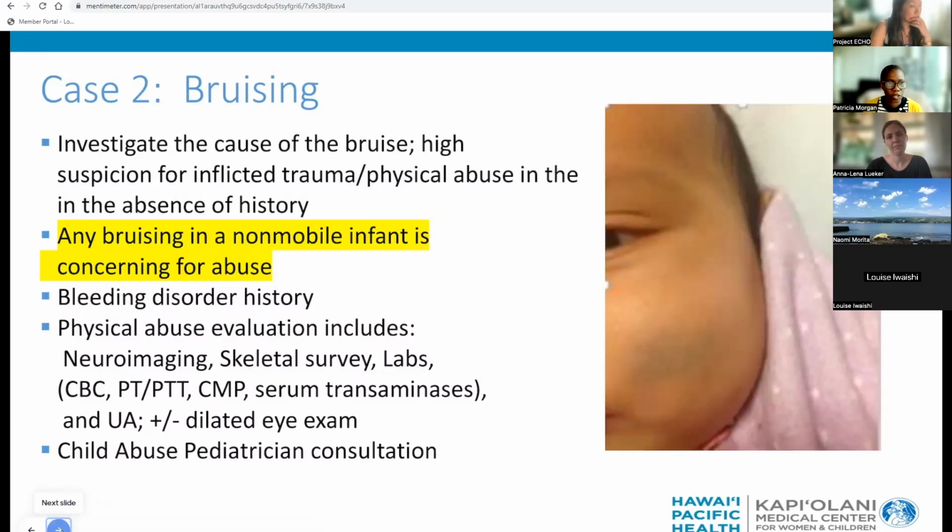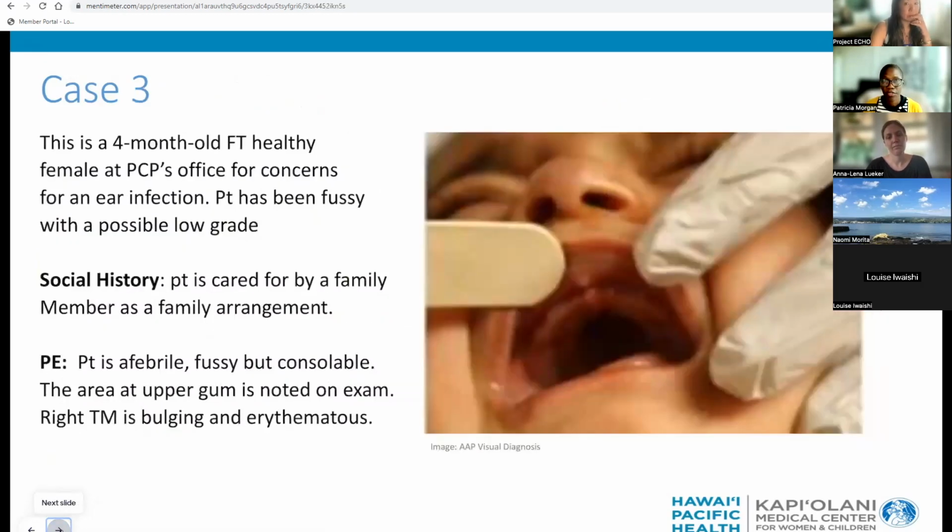All right. So we're going to move on to our third case. This is a 4-month-old full-term healthy female, again, in your office for concerns for a possible ear infection. Patient has been fussy with a possible low-grade fever. Patient is being cared for by a family member, and this is a family arrangement. You don't have any other further details, but CWS is not involved.